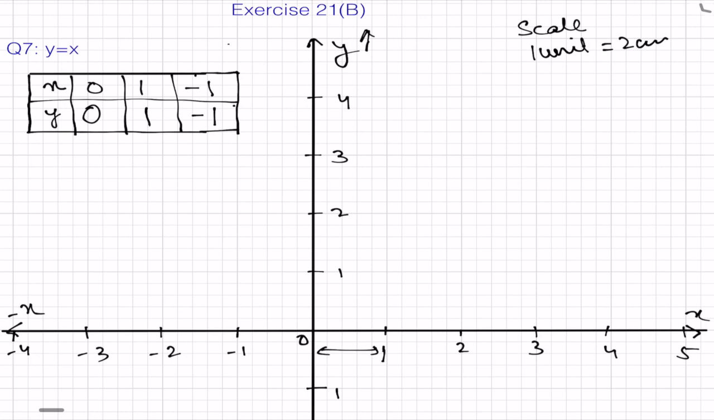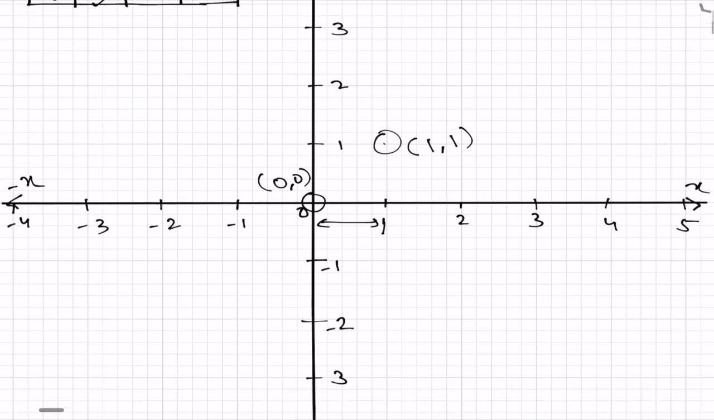both are 0. Now see, in the question we have picked up the first value as 0, so y is also 0. So this point is 0 and 0, that is the origin. Second is x is 1, y is 1. We'll plot it here, x 1, y 1. Similarly, x minus 1, y minus 1. So x is minus 1 and y is also minus 1 here.